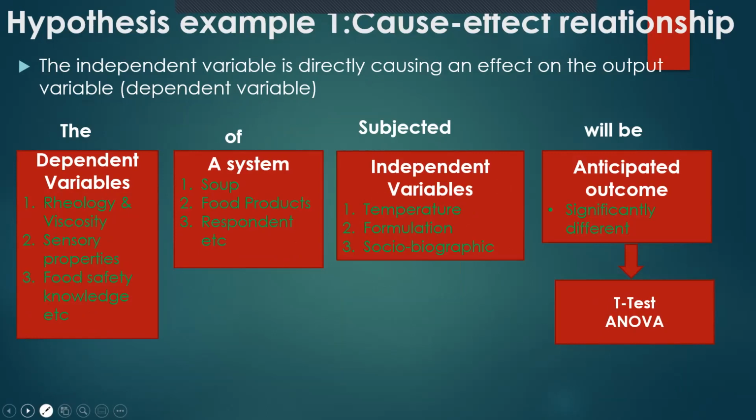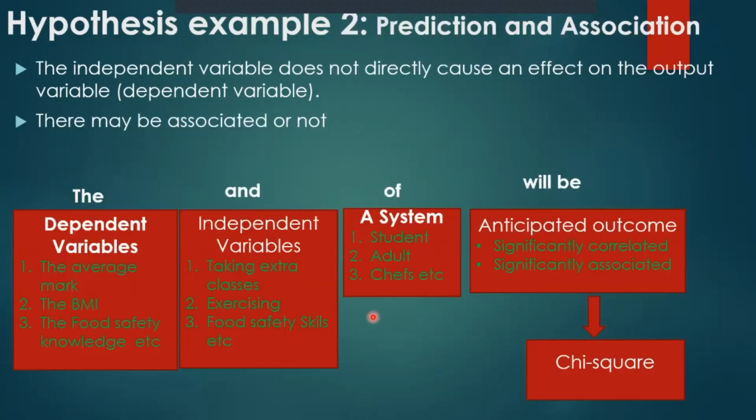If yes, then it means your independent variable must have groups, and then you must do ANOVA kind of analysis. If not, then you're just doing a snapshot of the system. You're not subjecting your independent variables into groups and running an experiment. Then you can only do prediction or association, and you end up with chi-square or non-parametric ANOVA.